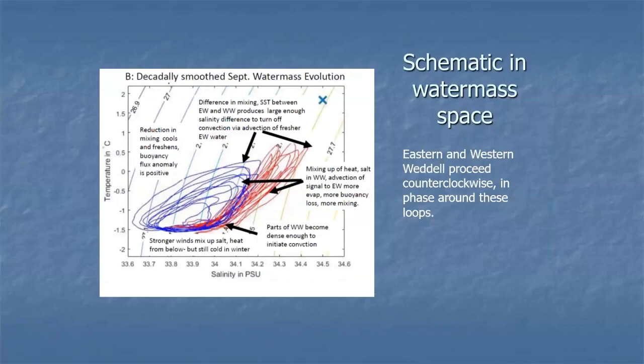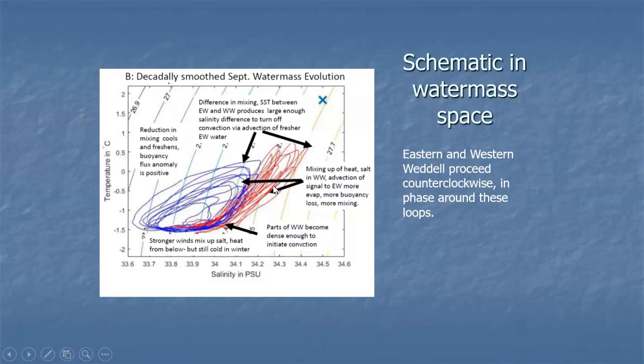We look at this in water mass space. This is another way of showing it. Here's the salinity, here's the temperature. The density levels are shown going from dense to light. The modern ocean, I believe, is shown here.